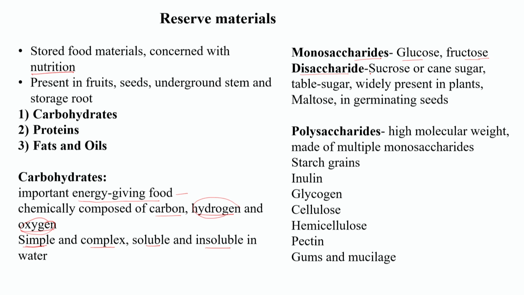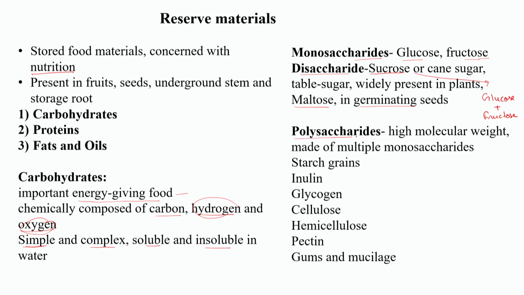Then we have disaccharides, like sucrose is an example of a disaccharide sugar molecule which contains glucose plus fructose. This is the most important sugar which is circulated in plants, and it is also known as cane sugar. Generally, commercially it is extracted from sugar cane. It is the common table sugar which we use, and it is widely present in plants. Similarly, one important disaccharide which also serves as a food reserve is maltose in germinating seeds. It contains 2 glucose units.